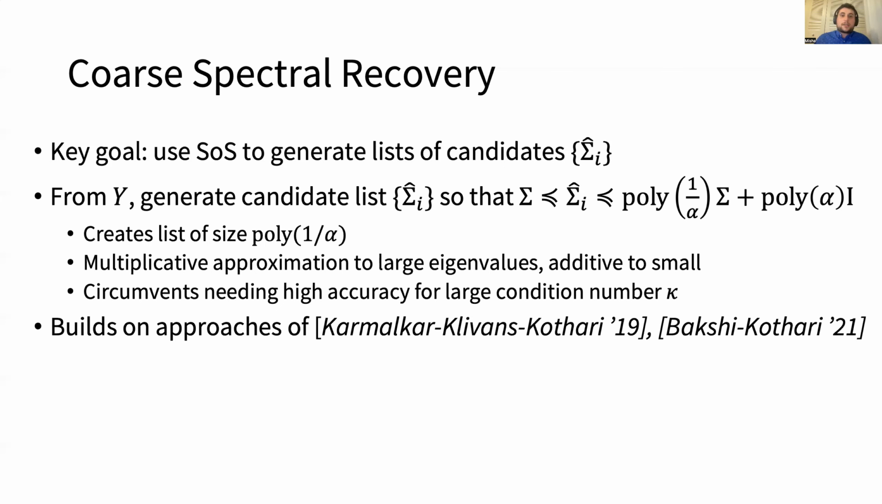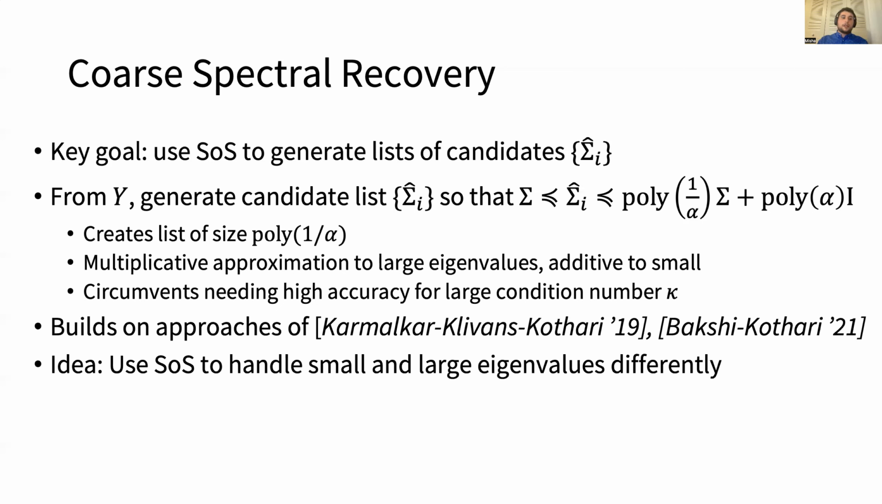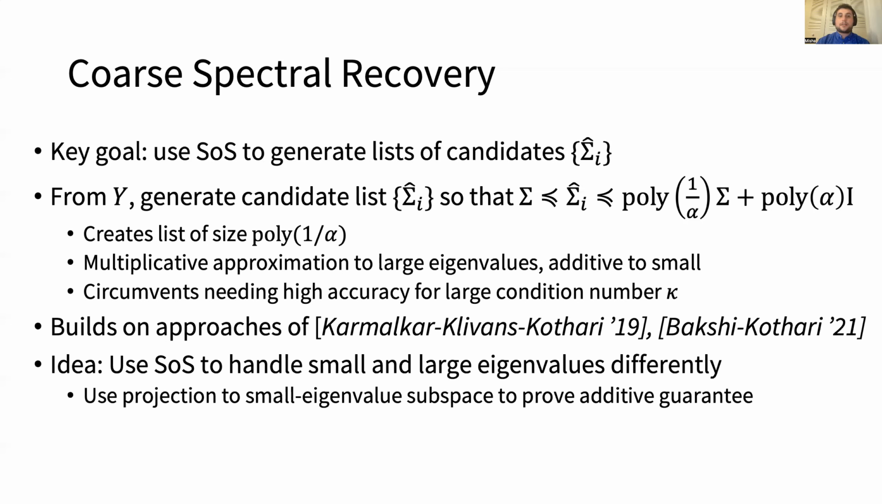This algorithm builds on some approaches of Kane, Diakonikolas, Kothari, and Bakshi, Kothari. And the main idea for it is to case within sum of squares to handle these small and large eigenvalues differently. In particular, we can project to the small eigenvalue subspaces within our proof to prove this additive guarantee on the second part.